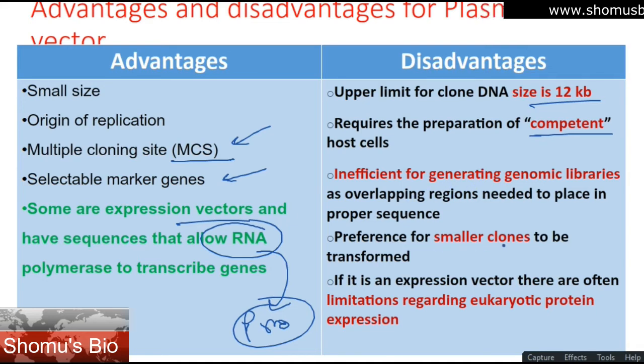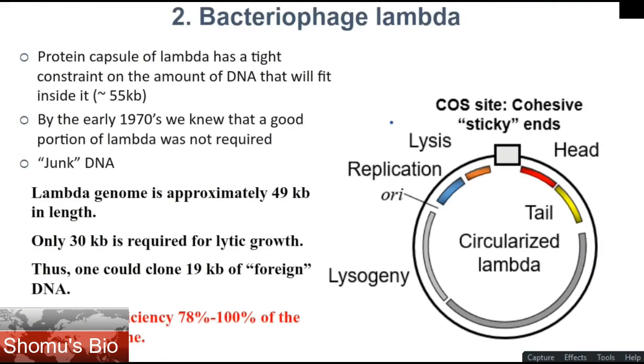There is a preference for smaller clones to be transformed, and it is an expression vector. There are often limitations regarding eukaryotic protein expression, because a plasmid can carry only a very small section of DNA. Eukaryotic genes are big, so it's not possible to clone or express a eukaryotic gene with a plasmid. Otherwise, there is no doubt that plasmid is the best.